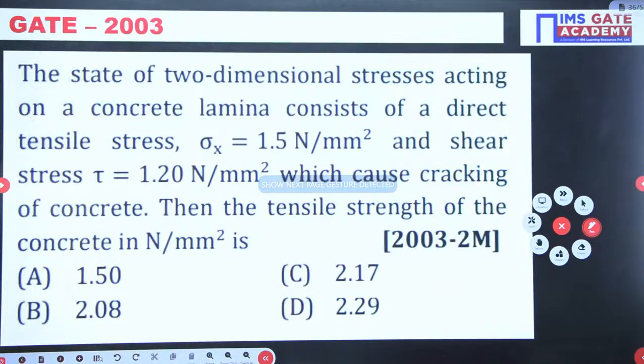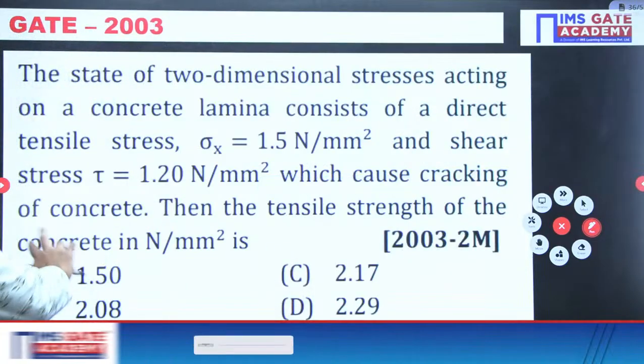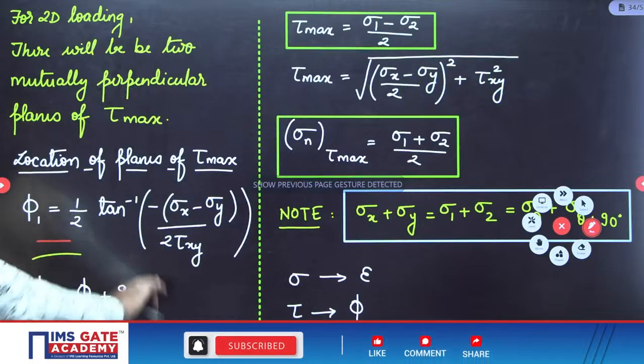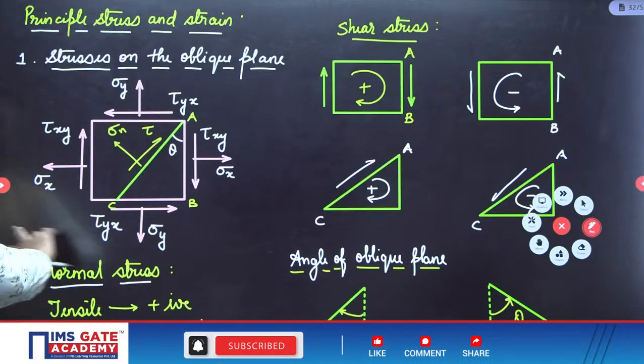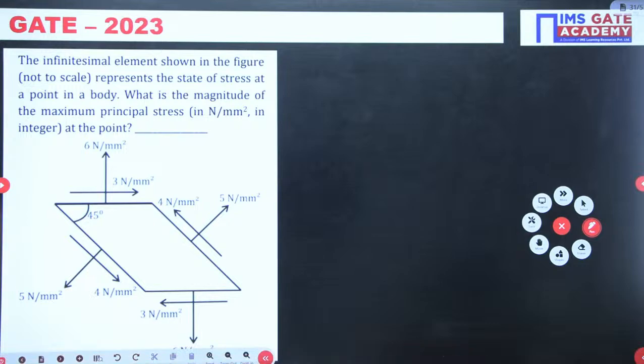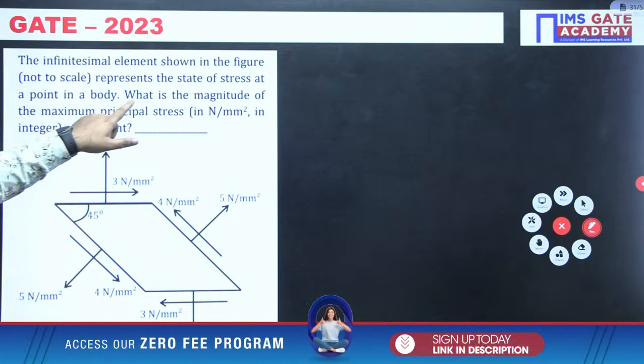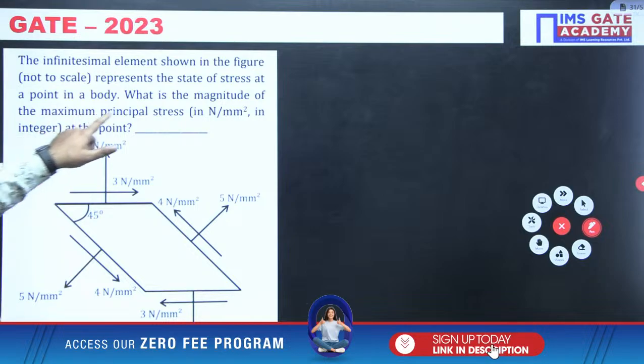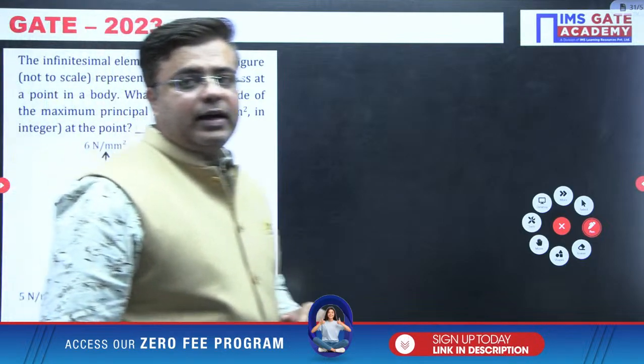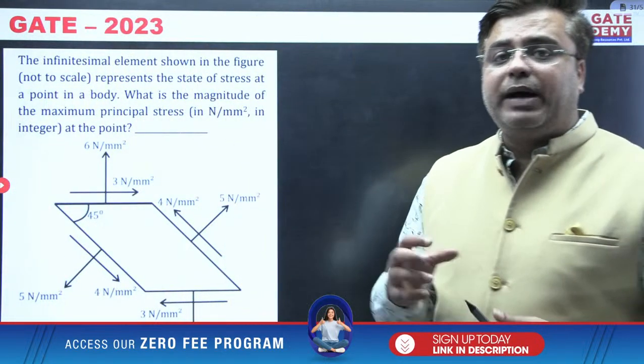So this is the first question coming up here. I think we have missed the first question. The first question says that the infinitely small element shown in the figure, not to the scale, represents the state of stress at a point in a body. What is the magnitude of the maximum principal stress? They are asking you to calculate the value of the maximum principal stress.